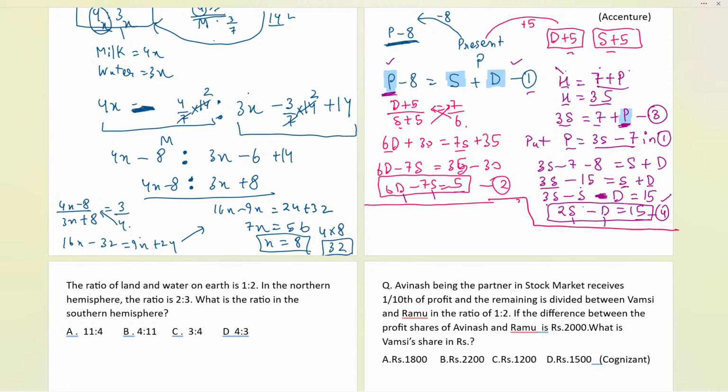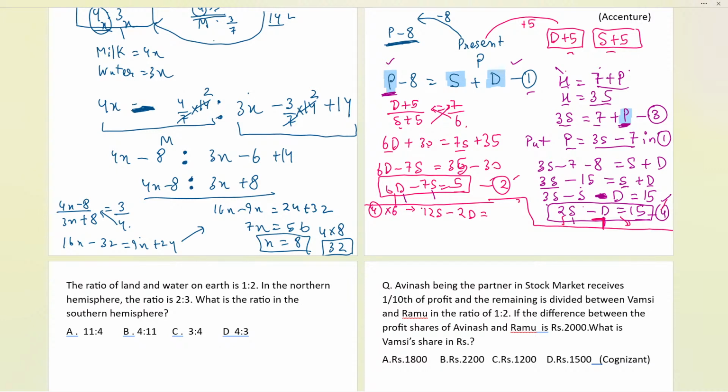Okay, using the second and fourth. What I'll do is, I have 6D and I have only 1D. Can I multiply this equation by 6 so that this D gets cancelled? So I'm going to multiply the fourth equation by 6. Let's write here, after multiplying the fourth equation by 6, what we are going to obtain.